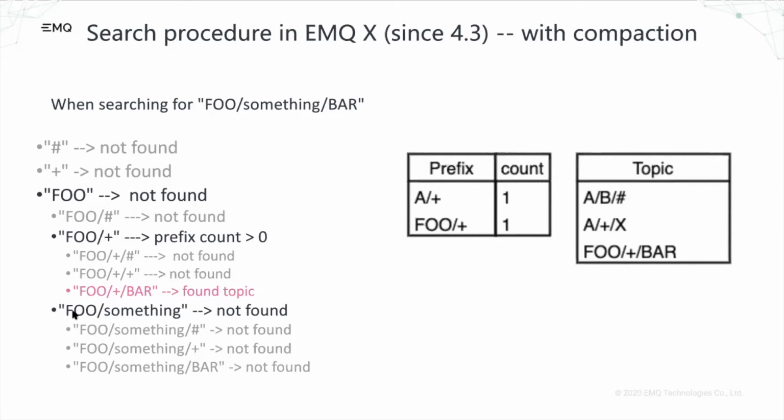And the difference is here. If it tries to look up foo something, there's nothing to be found here, and it still needs to go deeper into the stack or search deeper in the tree. Of course, there's nothing to be found. So these three operations are wasted in this specific case.